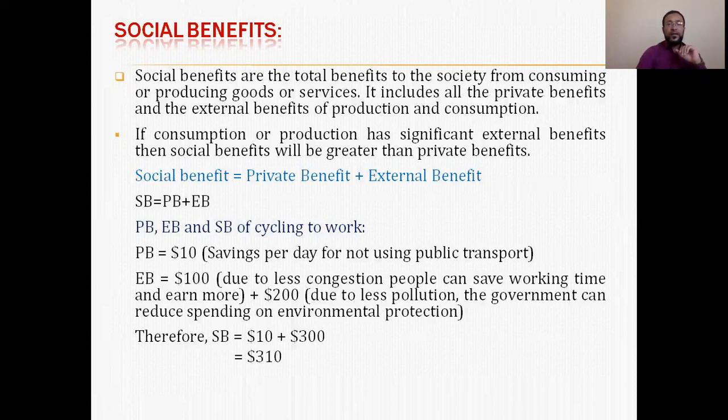All right, here we are just considering the private benefit, external benefit, and social benefit of cycling to work. If somebody goes to work by using a bicycle, then what would be the private benefit, external benefit and social benefit? That we are going to explain here in a simple way. Say, for example, the person using a bicycle to his work can save $10 per day because he is not using public transport. So this $10 is private benefit. At the same time, he can maintain good health also. So this is also his private benefit.